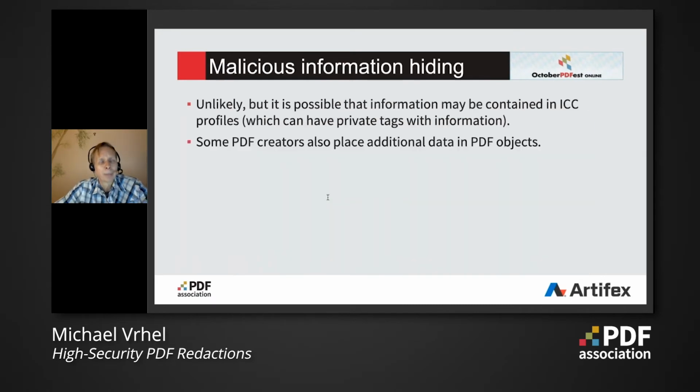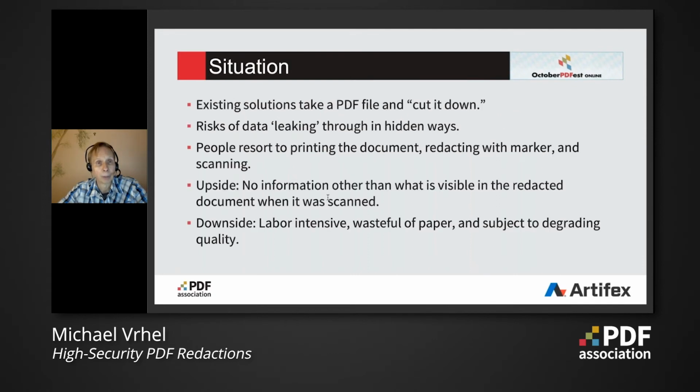There are also issues I classify as malicious information hiding. It's unlikely, but it's possible that someone could have information contained, for example, in ICC profiles. ICC profiles themselves can have private tags, which basically can have anything in them in terms of information. And then there's, of course, that PDF creators put all kinds of stuff inside a PDF, packed into various objects, for whatever reasons they need. And getting rid of that information might be a problem for some software.